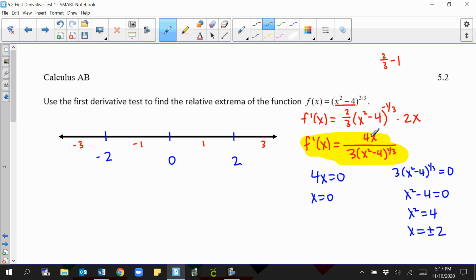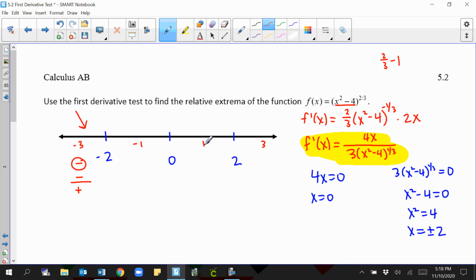Okay, so I've got a fraction here. So if I do 4 times negative 3, well, that's going to give me a negative on the top of my fraction. And then down here, negative 3 squared would give me 9 minus 4, which is a positive number. Taking the cubed root of a positive number is still going to give me a positive number, times that 3 would still give me positive. So negative over positive gives me a negative number overall. So my function is going to be decreasing here.